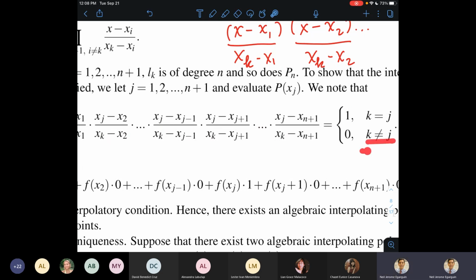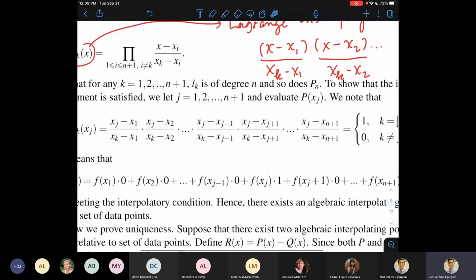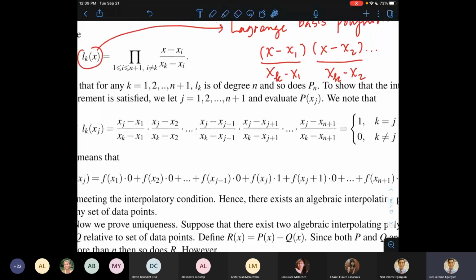But if k is not equal to j, bakit kaya siya magzi-zero? Any guess? Why will this be equal to 0 when k is not equal to j? Bakit kaya siya magiging 0 kapag si k ay not equal to j?